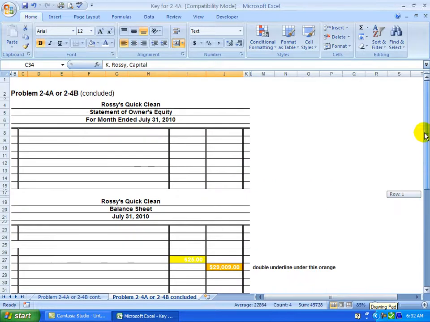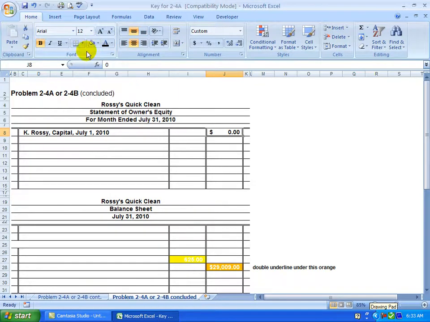Okay, get us back here so nothing shows. Okay, on the statement of owner's equity, the first thing we're going to do is write down the beginning capital for this activity. So this is going to be K. Rossi, Capital. And it's a brand new business, so they started off with 0.